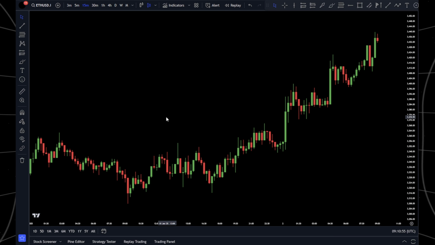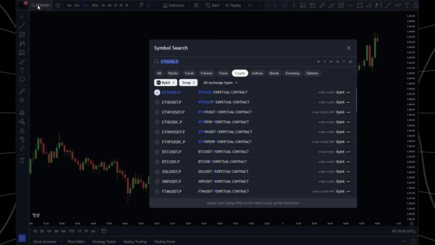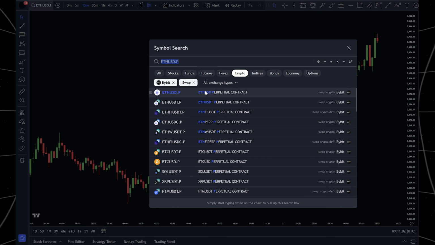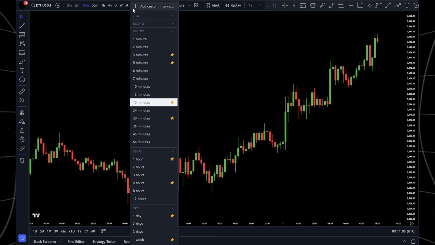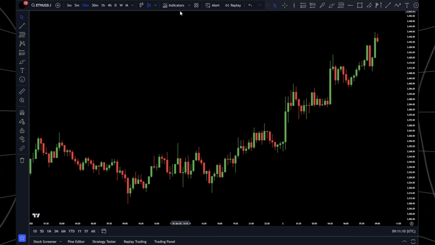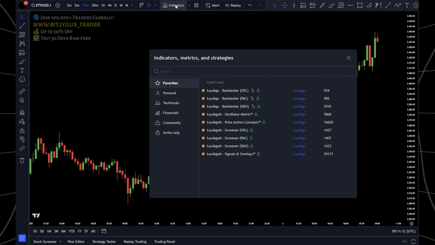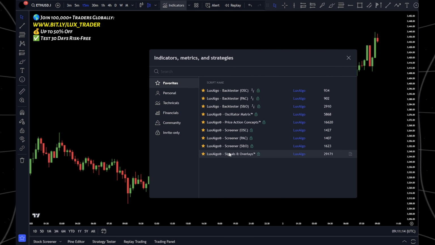Now, to add this indicator to our chart, we're going to go to TradingView, which is the trading platform that I'm going to be using. Next, you want to load any trading security that you'd like in any time frame. For me, I'm going to be using the 15-minute time frame of Ethereum. Then click on Indicators and type in Signals and Overlays. Select this one by LuxAlgo.